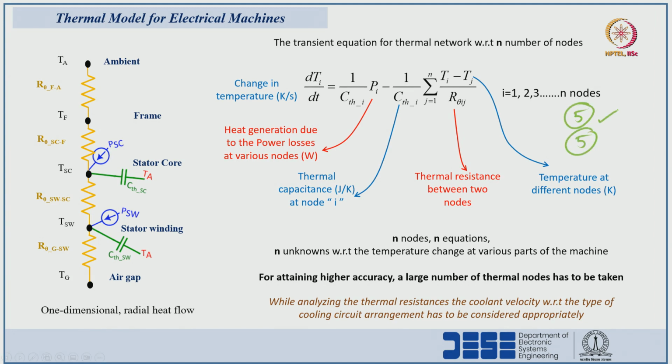Then if we solve these 5 equations, the temperature at these 5 nodes like TA, TF, TSC, TSW, TG can be calculated. If n nodes are there, n equations will come and n unknowns, and the temperature change at various parts of the machine we can calculate. For higher accuracy, a higher number of thermal nodes has to be considered, with the respective thermal resistances and capacitances. And one more thing, while analyzing the thermal resistances with respect to convection and radiation, we have to consider the coolant velocity also.